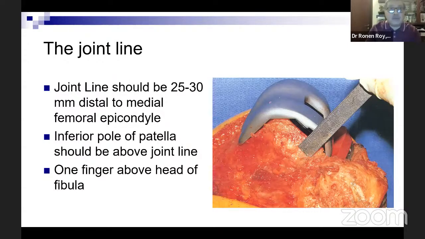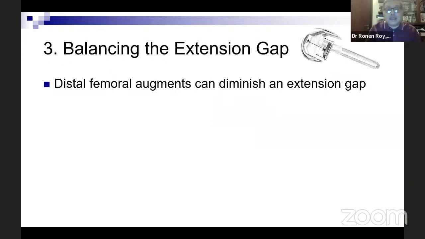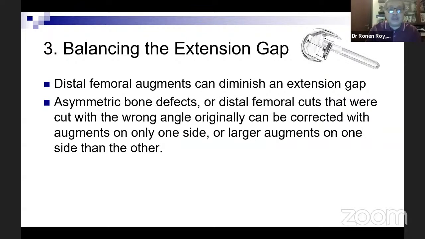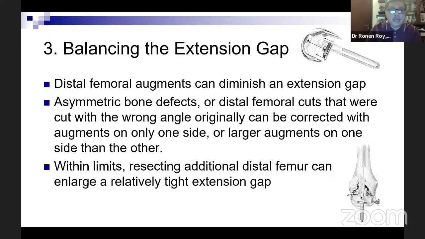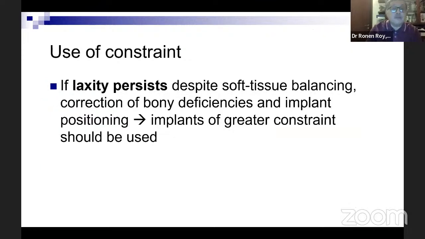If you're lucky enough to have a remnant of the menisci, this probably is the best way of assessing where the native joint was. So once you've got your flexion gap, you need to balance the extension gap. The extension gap can be managed with augments, which can reduce the extension gap. Asymmetric bone defects or distal femoral cuts that were cut with the wrong angle originally can be corrected with augments on one side only, or a larger augment on one side than compared to the other. And within limits, resecting additional distal femur can enlarge a relatively tight extension gap. So this is very, very uncommon.